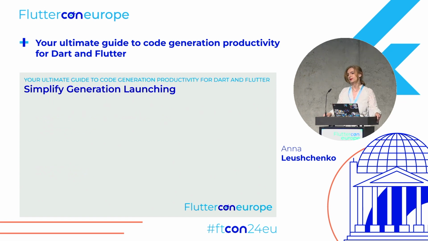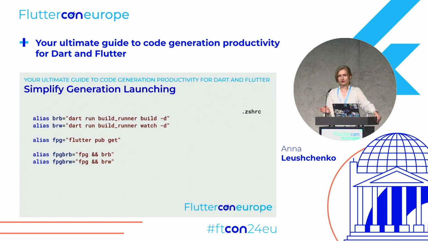Next advice is quite a simple one. Extensive usage of code generation leads to frequent launches of the process, so it definitely is worth creating some shortcuts, and frankly, you can have them whatever you like. Here is just an example of aliases for Unix-based systems. The first two aliases launch code generation in build or watch mode. The third one executes Flutter pub get, which is sometimes required before launching the code generation, so the latter two aliases just combine these two tasks.